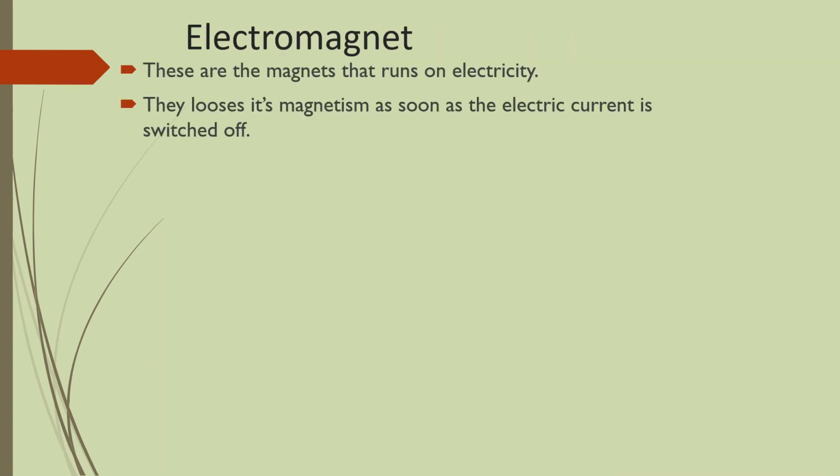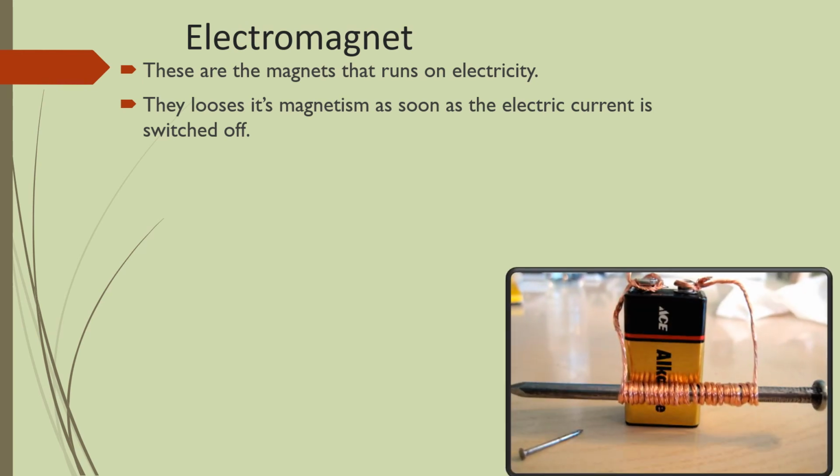First example is electromagnet. You might already be playing with magnets. Do you know that you can make magnets from electric current? As in this picture, a nail is taken and a copper wire is connected to a battery.